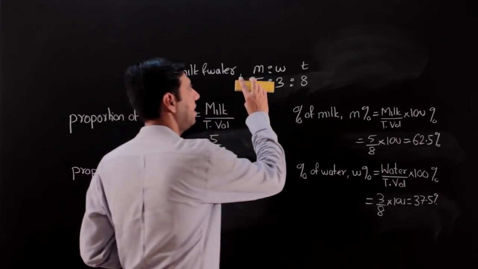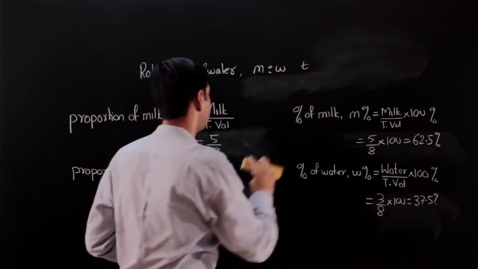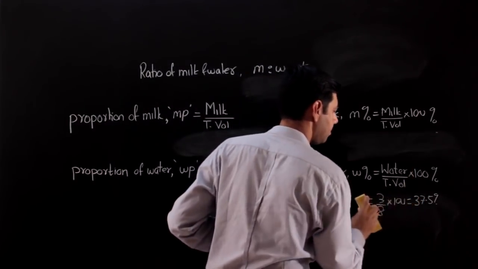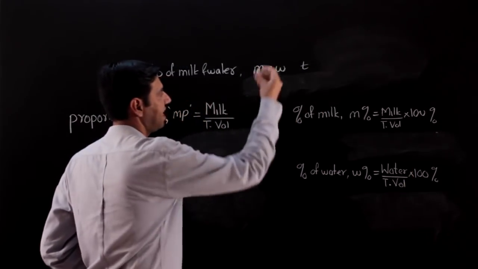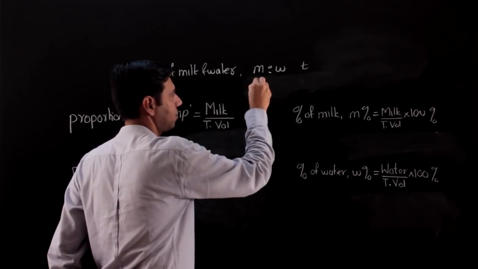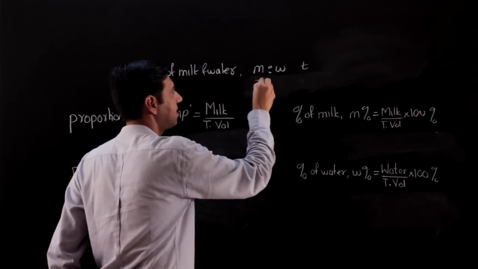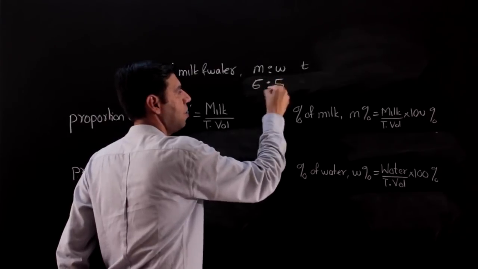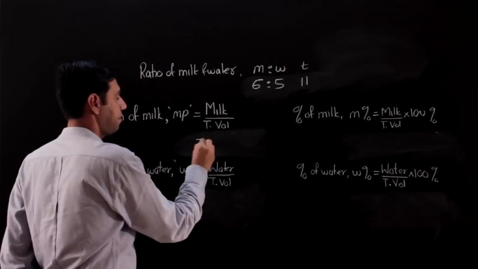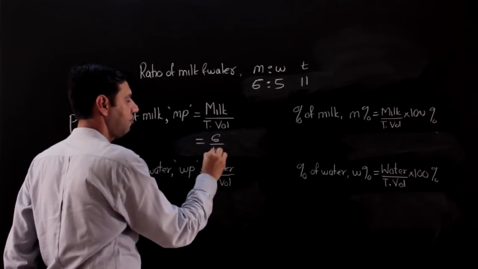Occasionally what is going to happen is the values may not be so comfortable. So we would have, let's say the proportion is 5:4, or shall we say 6:5. So the total is going to be 11 now, 6 plus 5, 11. The proportion of milk is going to be 6 out of 11.